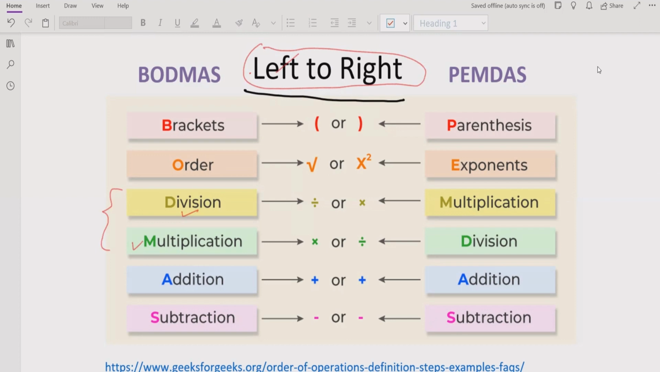Similarly, for addition and subtraction, we have the same rule. You have to follow left to right and find out which operation is coming first. If division is coming first, you have to do the division first, and if subtraction is coming first, you have to subtract first in the expression.